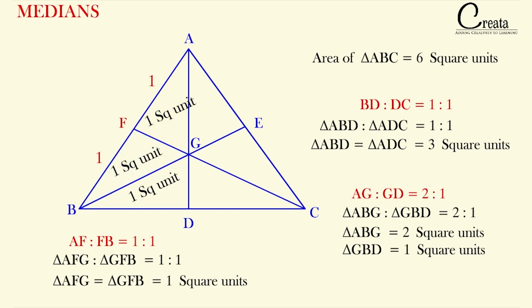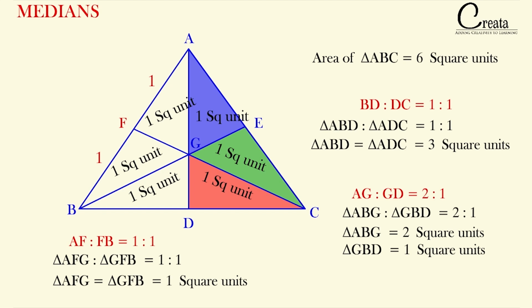We have used the fundamental that the ratio of the areas of triangles with equal heights is equal to the ratio of their bases. So we got the area of these three triangles as 1 square unit, 1 square unit and 1 square unit. Similarly, we can calculate that the area of these three triangles is also equal to 1 square unit.